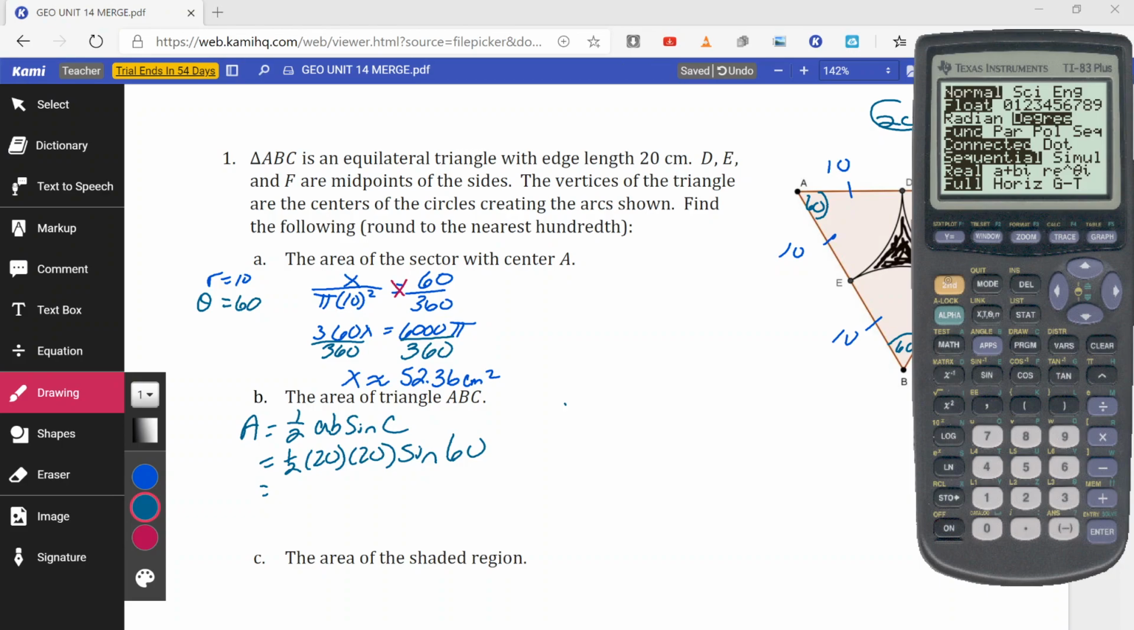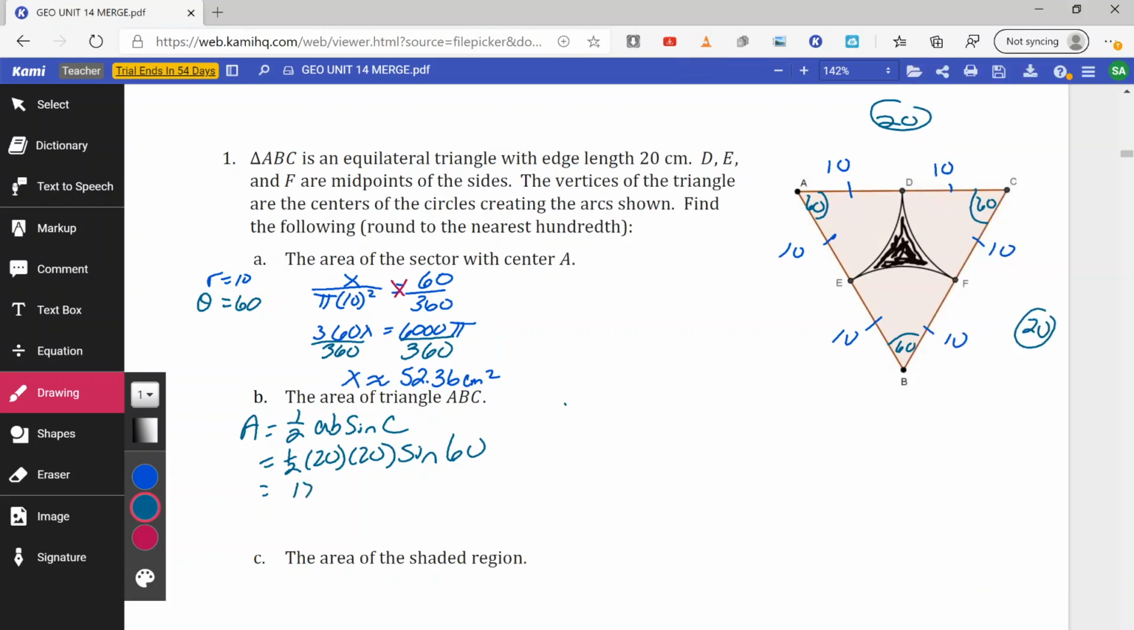So we have 1/2 times 20 times 20 times the sine of 60. And we get 173.21 if we're rounding to the nearest hundredth. So 173.21 centimeters squared.